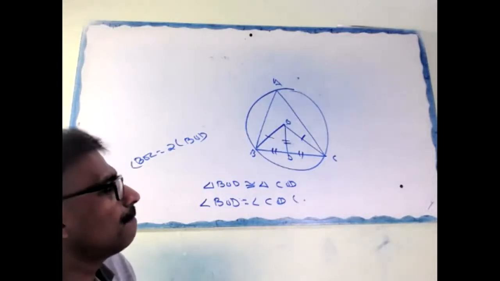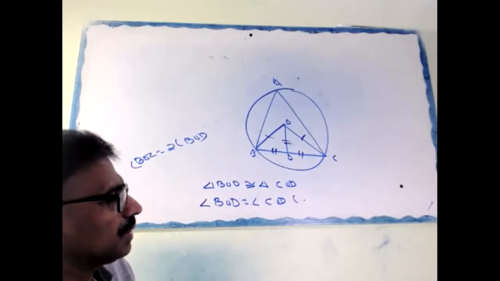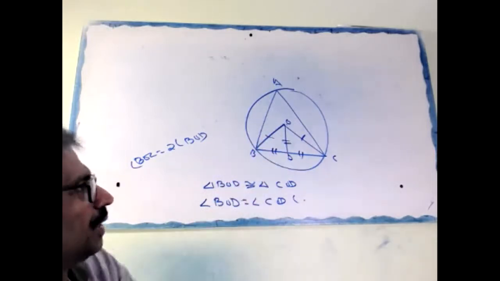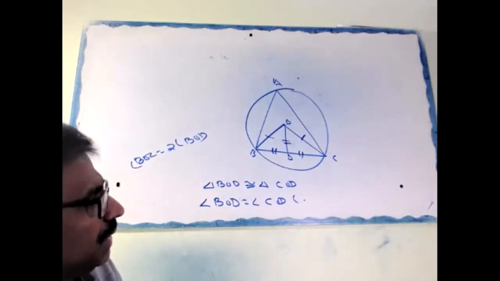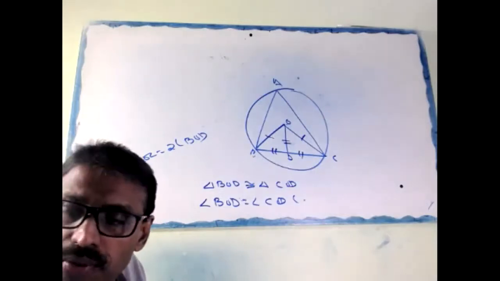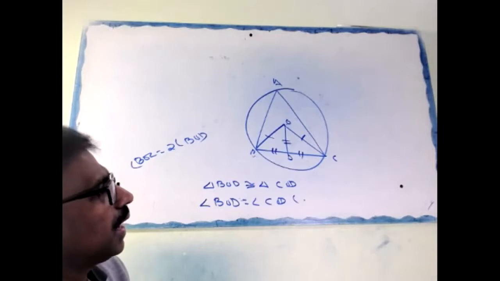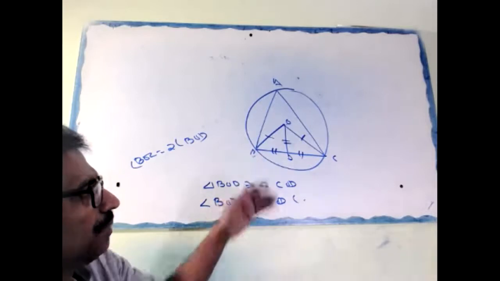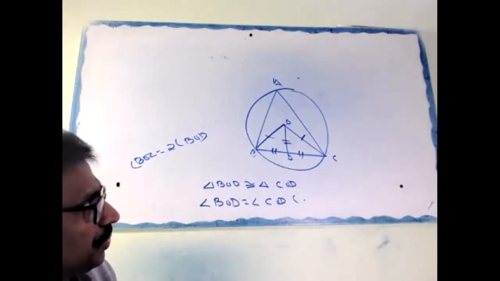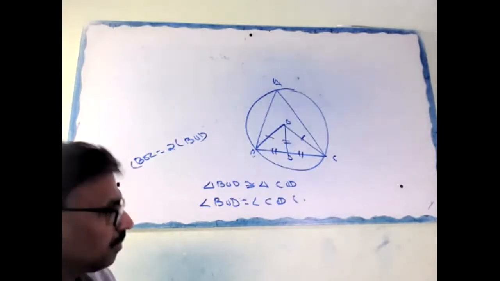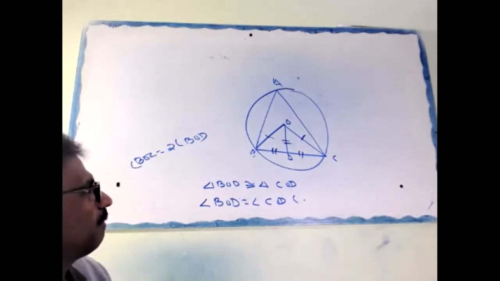Okay, then after that, angle BOC equals 2 times angle BOD, call it number 1. But angle BOC equals 2 times angle A.